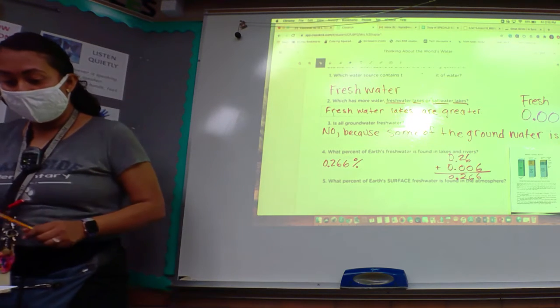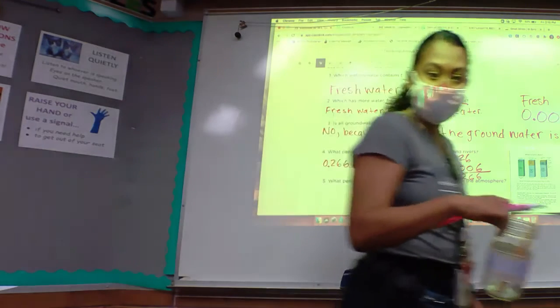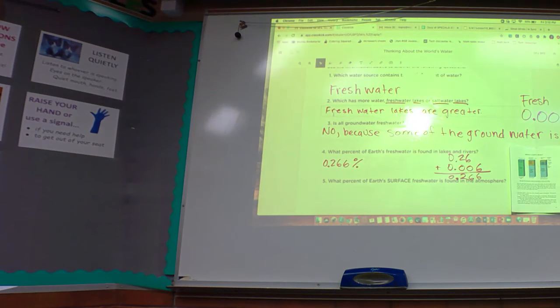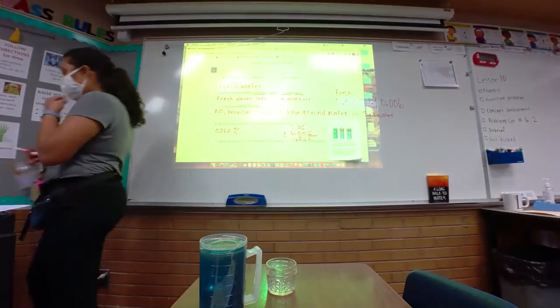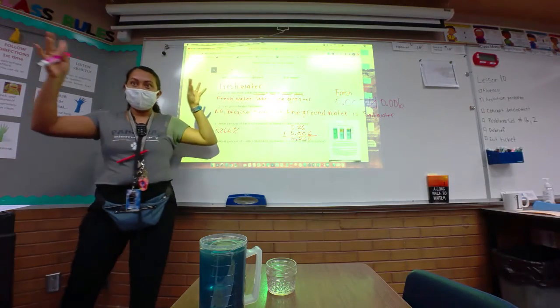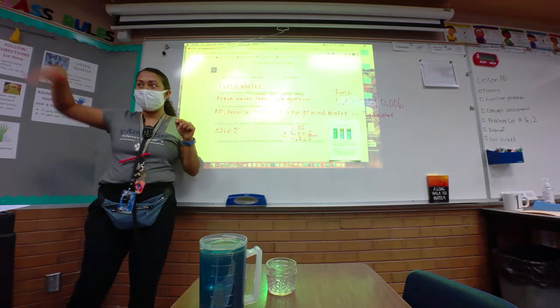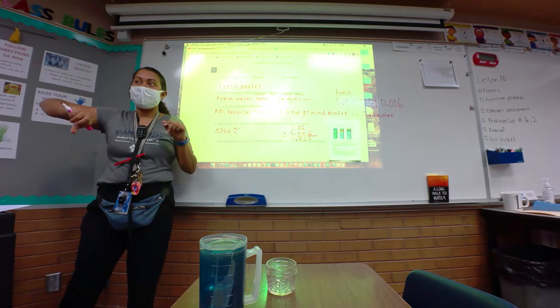Okay, number 5. What percent of Earth's surface fresh water is found in the atmosphere? So the atmosphere is our air around us all the way until it hits outer space.